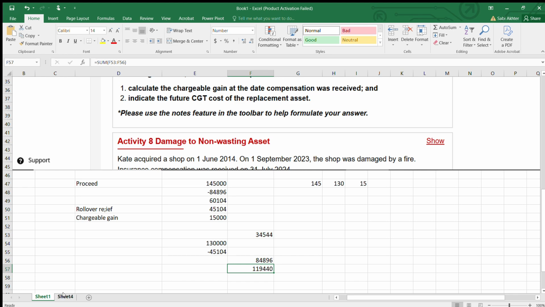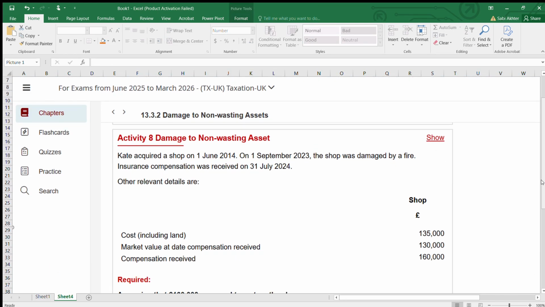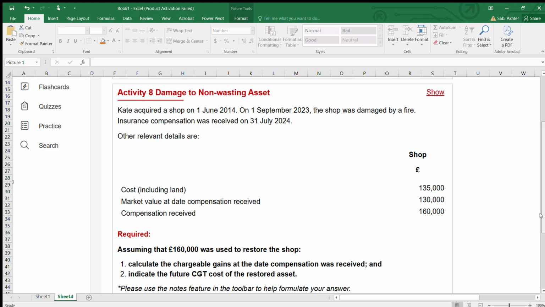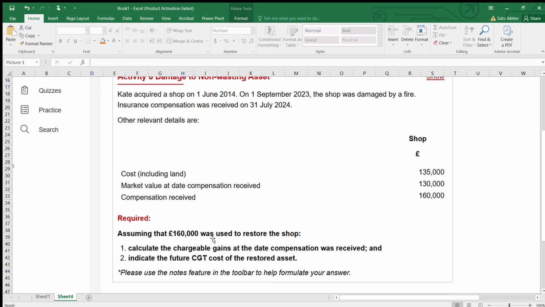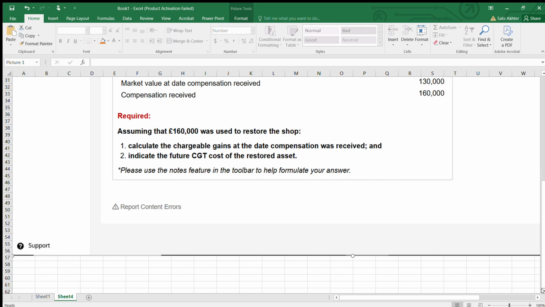Now let us move on to activity 8. Here it's a damage to non-vesting asset. Here also compensation received, everything is given. Here it's 160. Same question. And future CGT cost, but 160 is used. So now here we'll calculate the gain first. Compensation received.